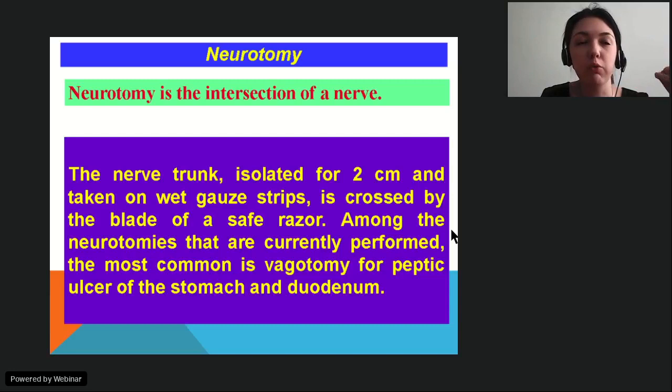Among the neurotomies that are currently performed, the most common surgery is vagotomy for peptic ulcer of the stomach and duodenum. Vagotomy, so dissection of the branches of the vagus nerve that go to the stomach and duodenum. Why do we do it? Because parasympathetic stimulation of both stomach and duodenum causes production of gastric juice and intestinal juices, and finally self-digestion will start and an ulcer will form. By means of vagotomy, we block production of these juices, so we stop formation of peptic ulcers.